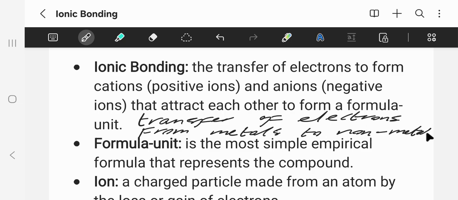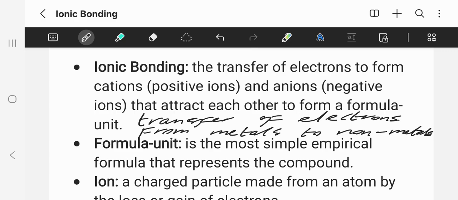All right, this definition you have to know because it comes from the exam guideline. So I'll be happy if you write both of these definitions: ionic bonding is the transfer of electrons to form cations and anions that attract each other to form a formula unit, or it is the transfer of electrons from metals to non-metals to form a formula unit.